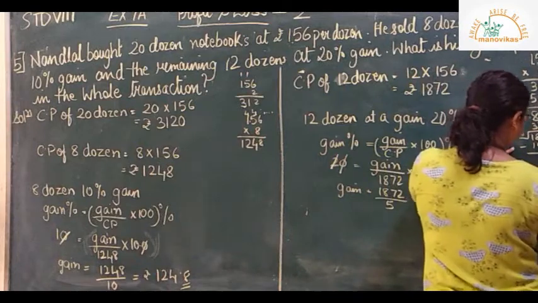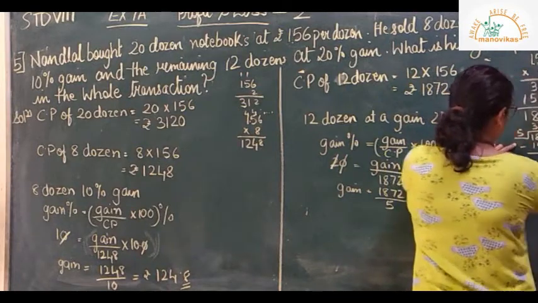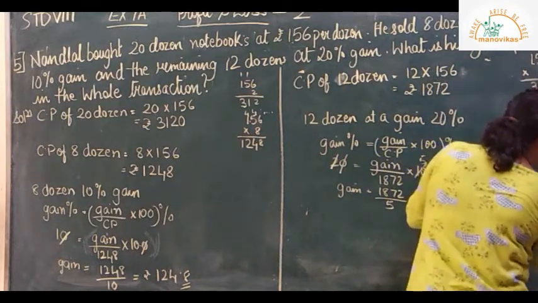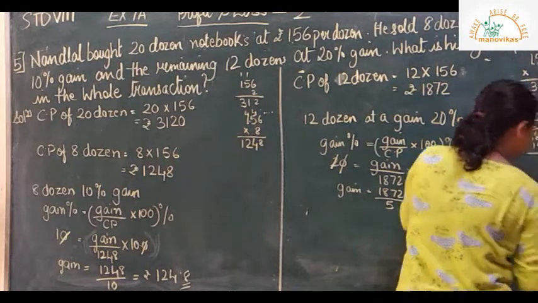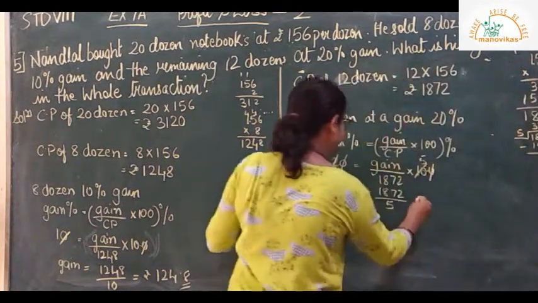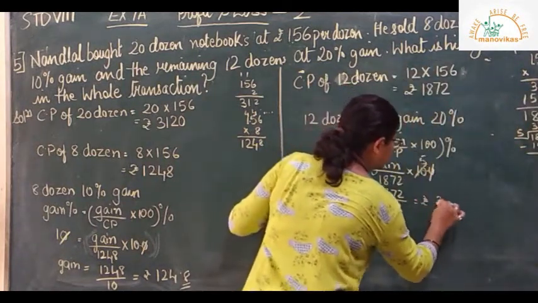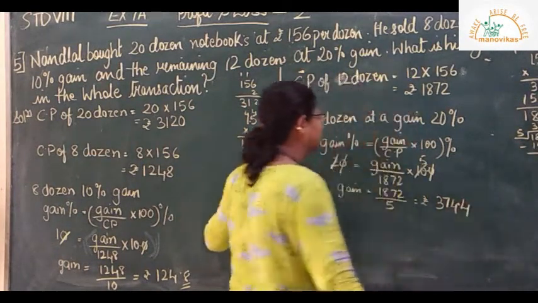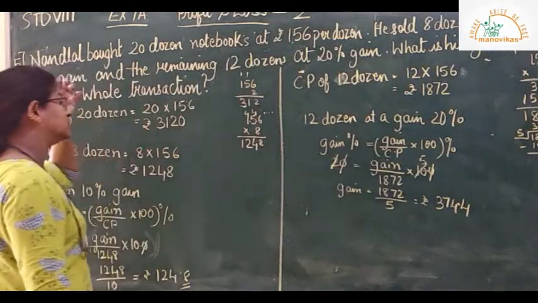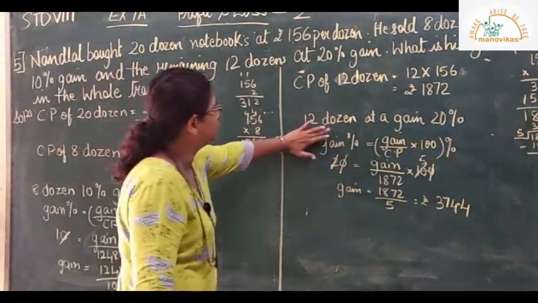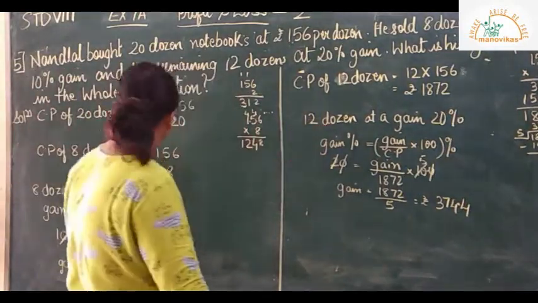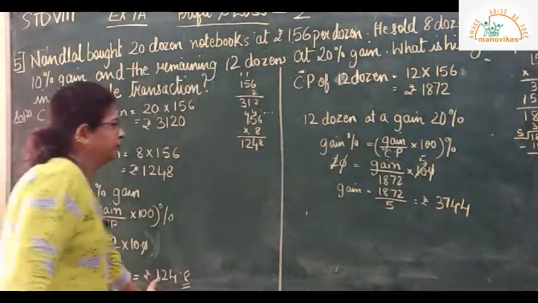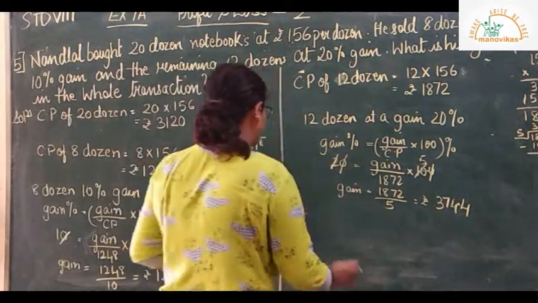I put a decimal point here and a 0. So 5 4s are 20, so 0. So here I get it as 374.4. Okay. So this is the gain, that is 20% on 12 dozen. Now we have got both the gains here. So we can add both the gains.